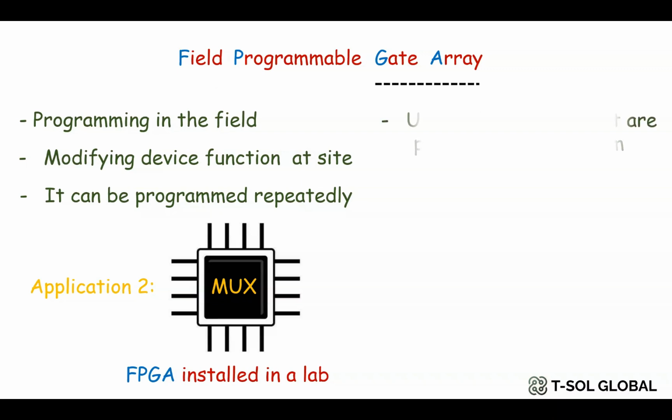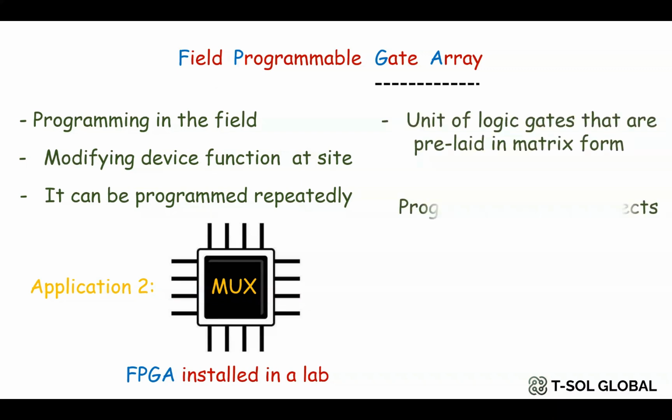Now, "gate array" represents a unit of logic gates or blocks that are organized in a matrix form out of the box in an FPGA. Those logic gates or blocks are connected with programmable interconnects.